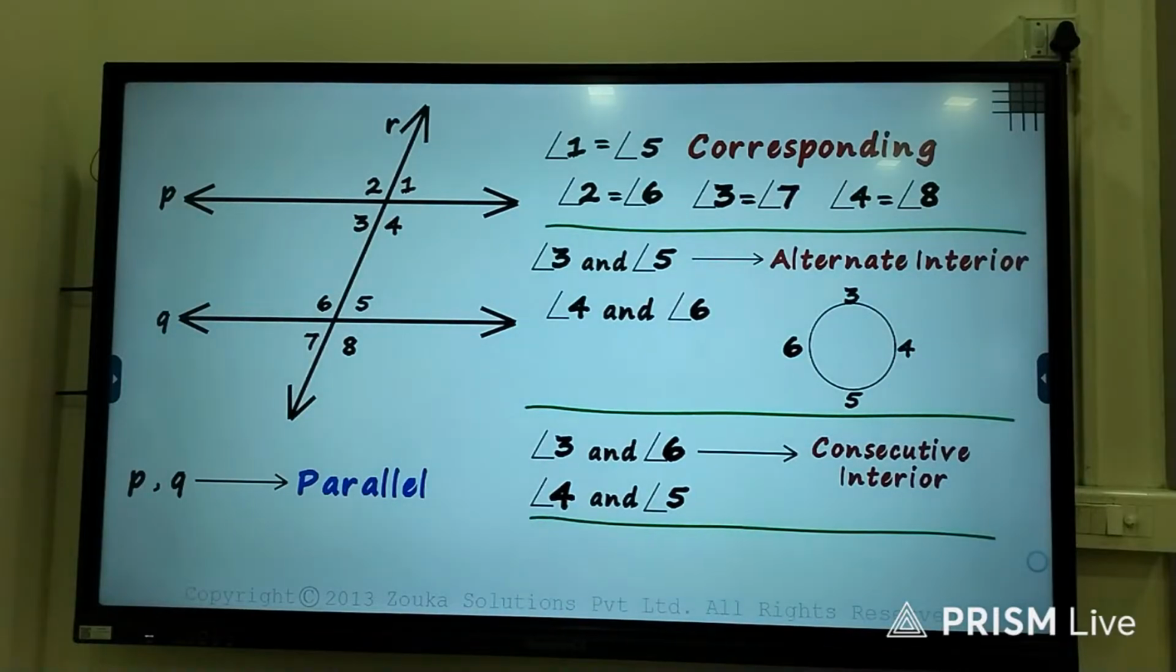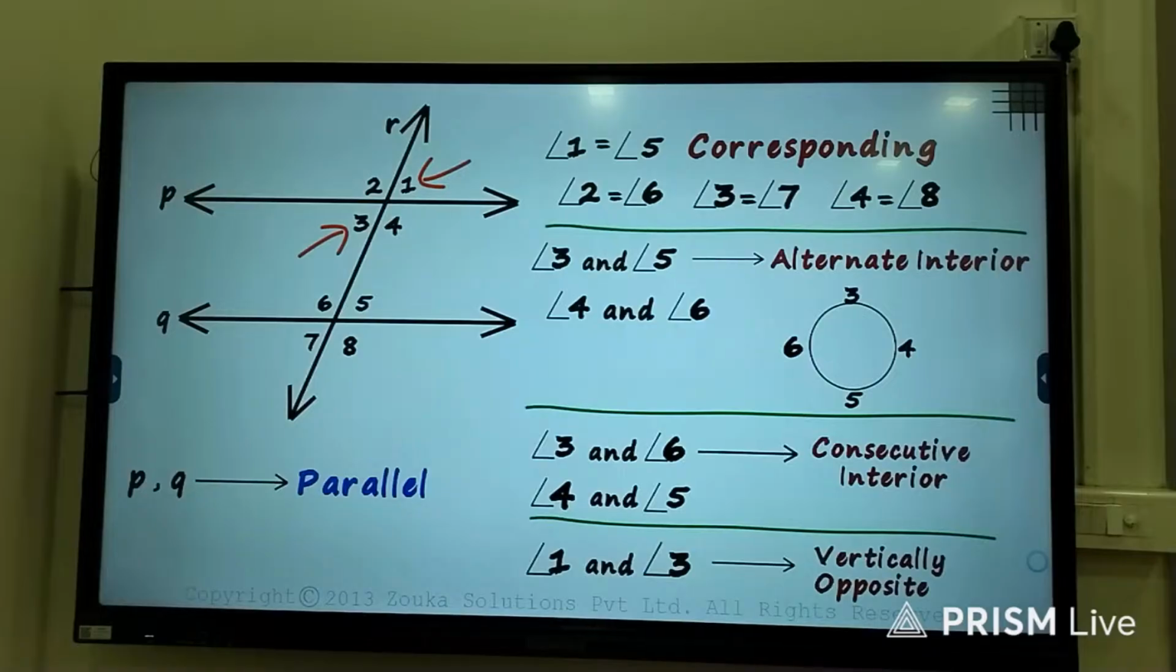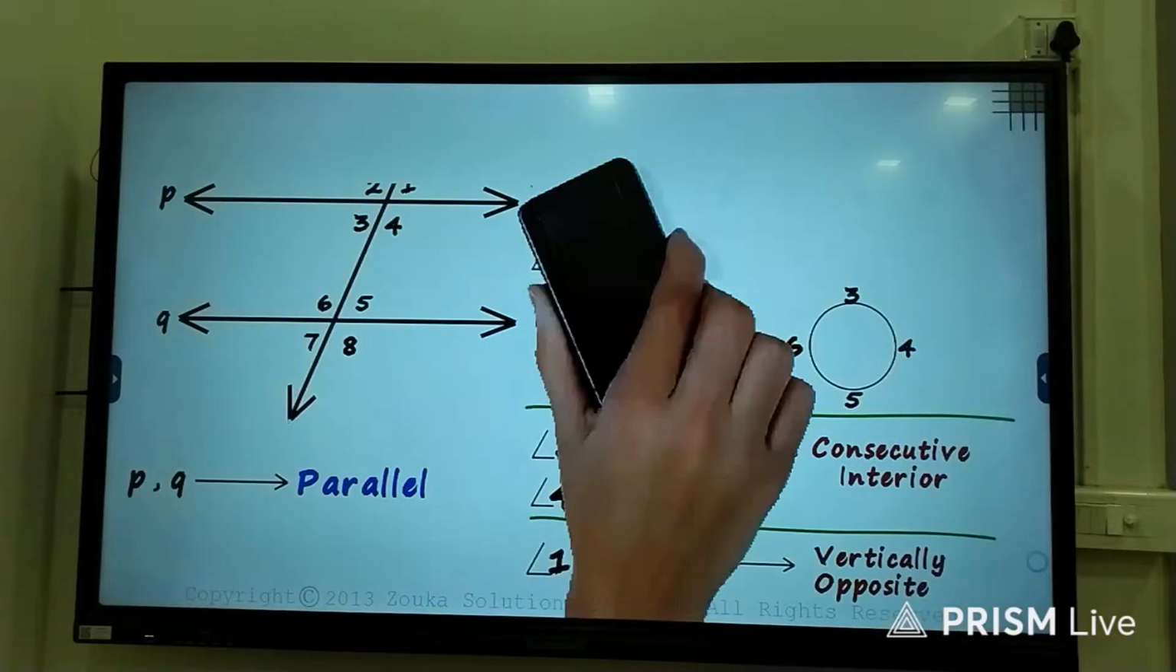And the last types of angles that are formed are vertically opposite angles. Angles 1 and 3 are called vertically opposite angles. Now, there are four pairs of vertically opposite angles. Apart from angles 1 and 3, we have angles 2 and 4, angles 5 and 7, and angles 6 and 8 as the other three pairs. Vertically opposite angles are always equal. These were the different types of angles that were formed when a transversal meets two parallel lines.